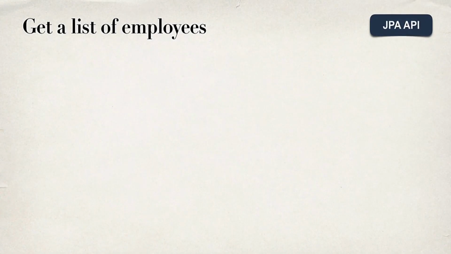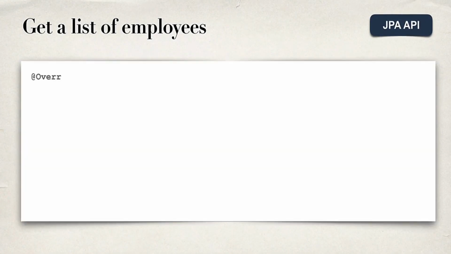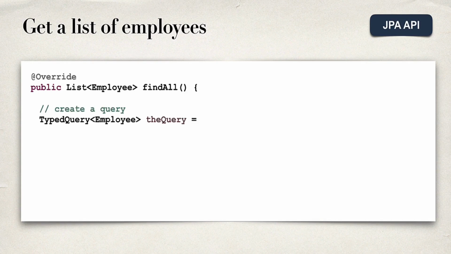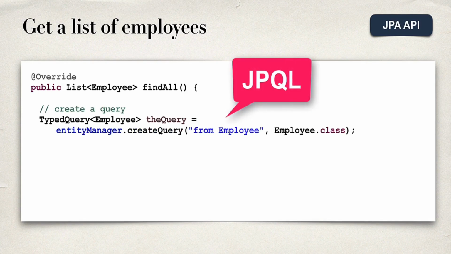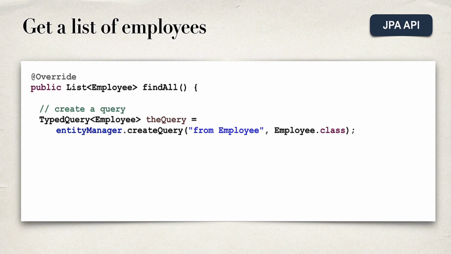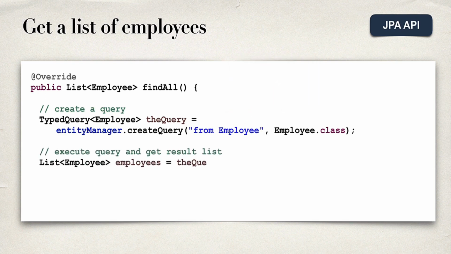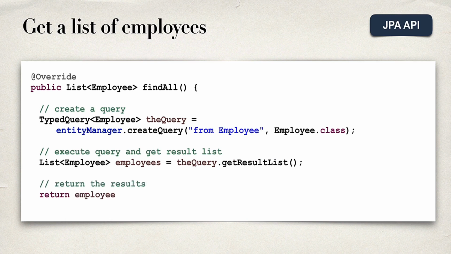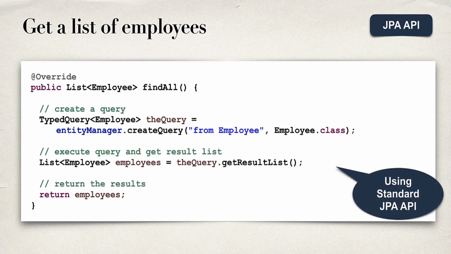Okay, so let's go ahead and look at some of the methods here. To get a list of employees using the standard JPA API, I go ahead and create a query. I'll say entityManager.createQuery, make use of my JPQL, "from Employee", and I give the Employee.class. I go ahead and execute the query and get the result list. Finally, I return the employees. And that's basically it. Here we're using the standard JPA API throughout. This is all standard code.